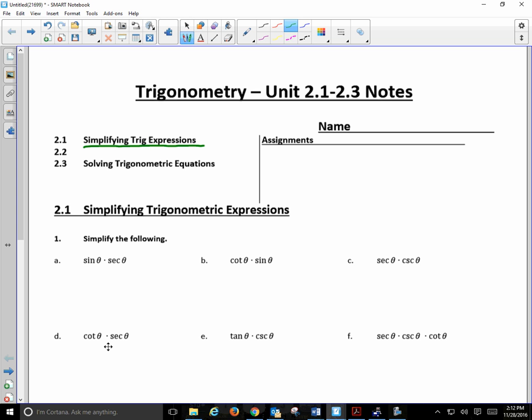Okay. In this section, we really have two goals. Number one, we want to be able to simplify trigonometric expressions. And number two, we want to be able to solve trigonometric equations.